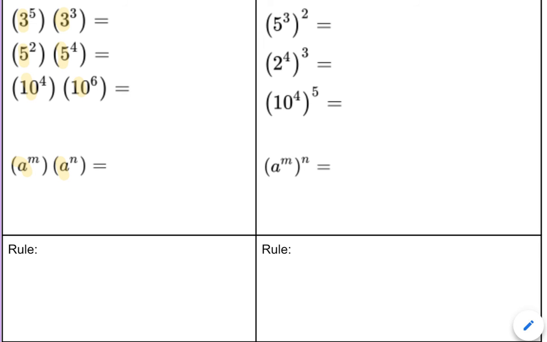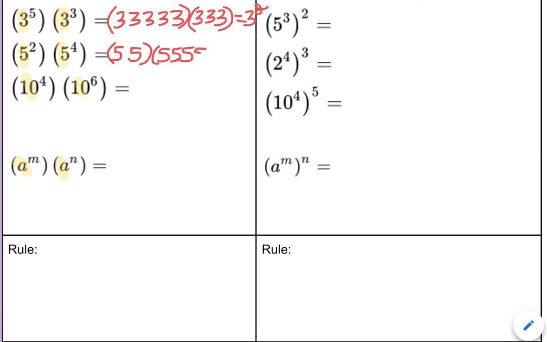So 3 to the 5th would mean 3 times 3 times 3 times 3 times 3. That would be multiplied by 3 to the 3rd, 3 times 3 times 3. Now, how many 3's do I get when I multiply those all out? Let's see, I have 1, 2, 3, 4, 5, 6, 7, 8. That's the same as 3 to the 8th. 5 to the 2nd would be 5 times 5, multiplied by 5 to the 4th, 5, 5, 5, 5. Altogether, I have 5 to the 6th as my simplified exponent.